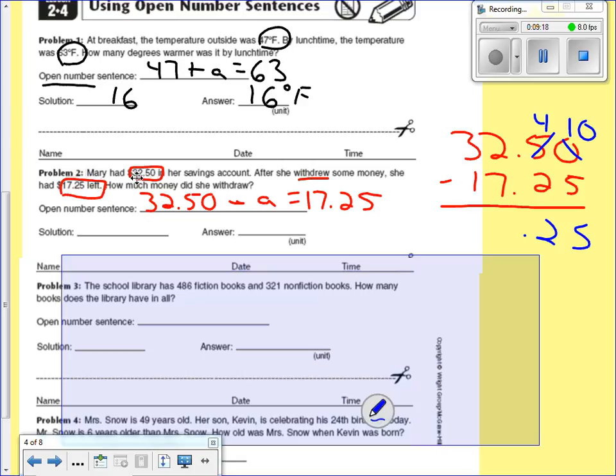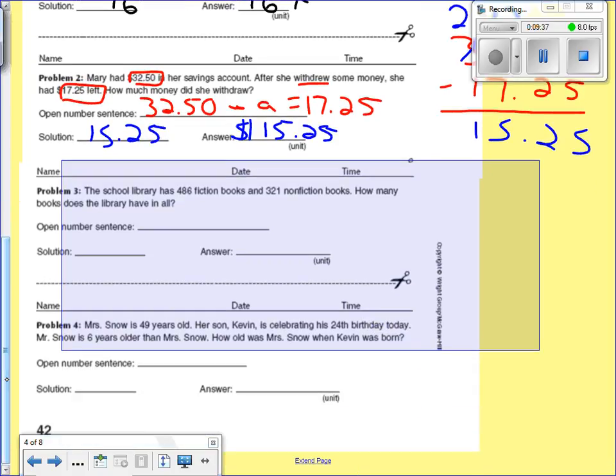I'm going to bring down my decimal. I can't take 7 from 2, so this becomes a 12. This becomes a 2. I have a 5, and I have a 1. So my solution is 15.25. Answer with my unit is $15.25. Okay. Not quite sure why I have a box there, but we can kind of work around it.